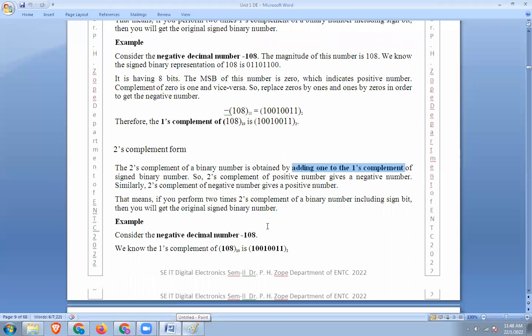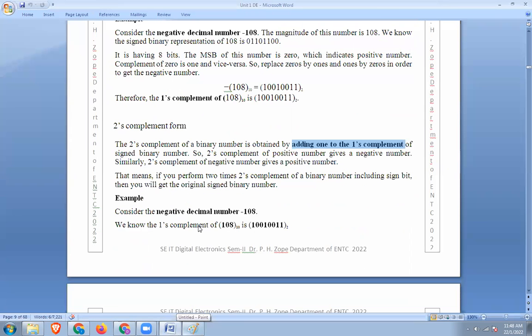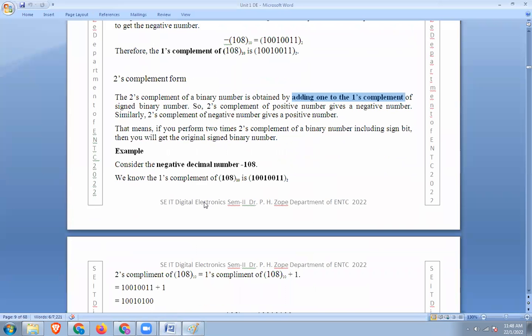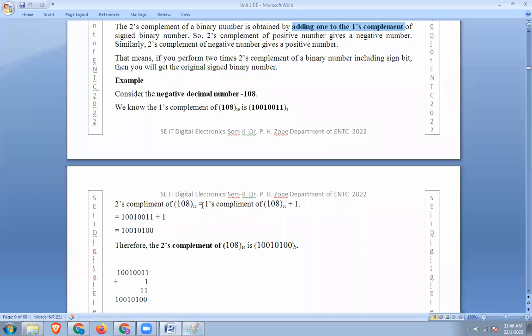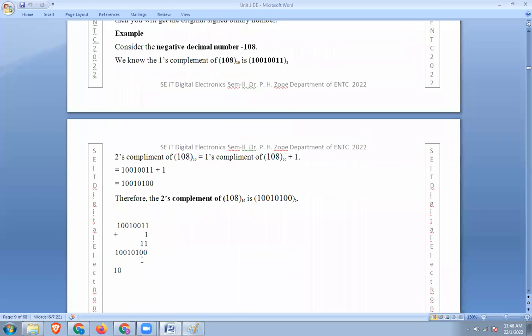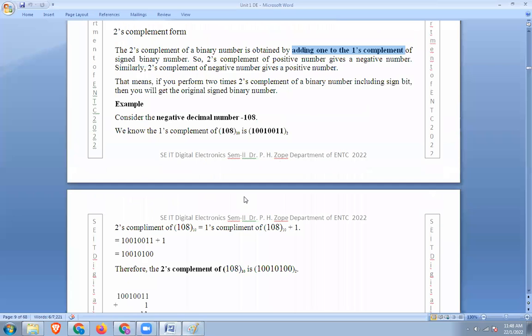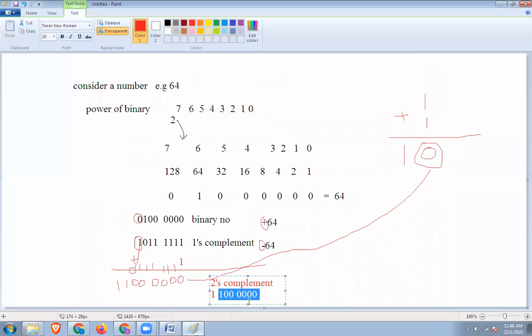So that's why two's complemented form negative numbers you can find as I have given you example. The same example is not given here, the example is given with 108, but I have already given you one example. I think this will be enough for your understanding point of view. Okay, getting everyone?